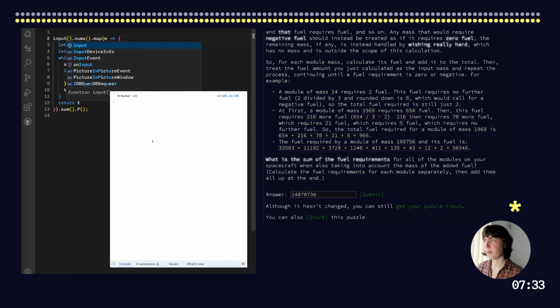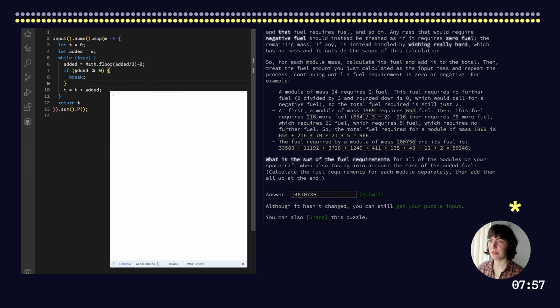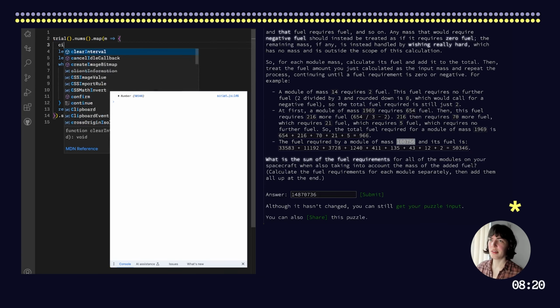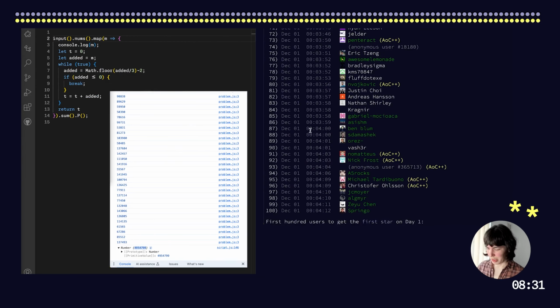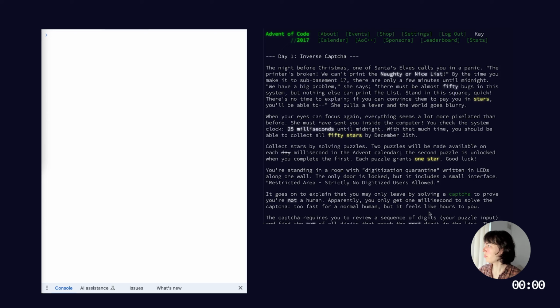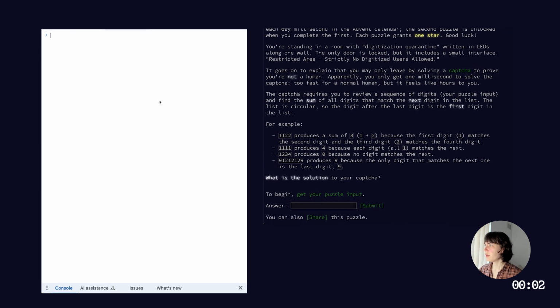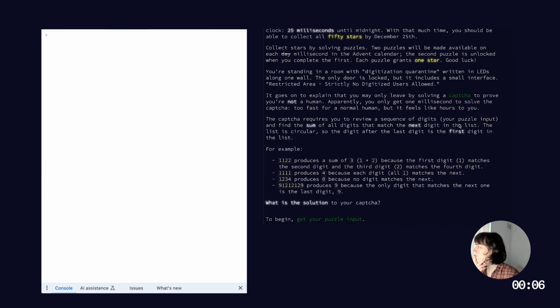When choosing the next problem, I actually already did the early day problems for 2018 back in 2018. So I'd skip back another year to 2017, day 1. Solution to the captcha. Find the sum of all digits that match the next in the list.